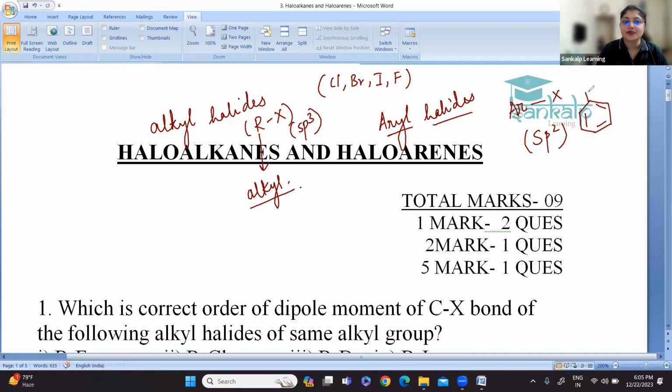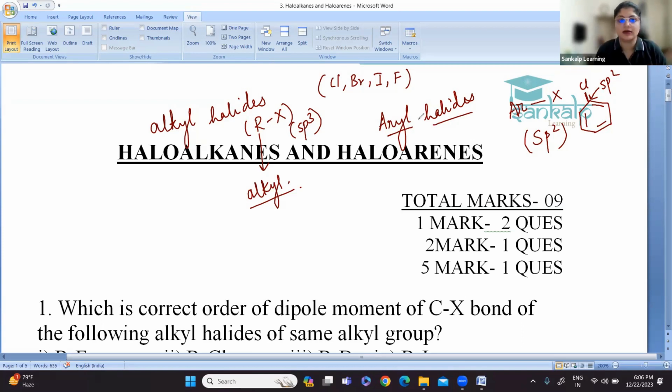Now when I take an aryl halide, my X can be any halogen atom. I can take chlorine, so this is chlorobenzene. The chlorine atom is attached to a carbon, and this carbon is an sp2 hybridized carbon. Why? Because there is a double bond here, so it is called an sp2 hybridized carbon. Understood? Is the definition clear about haloalkanes and haloarenes?